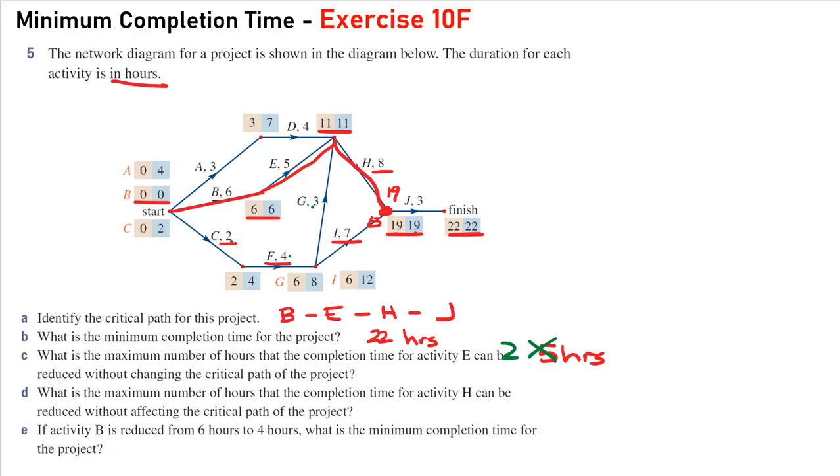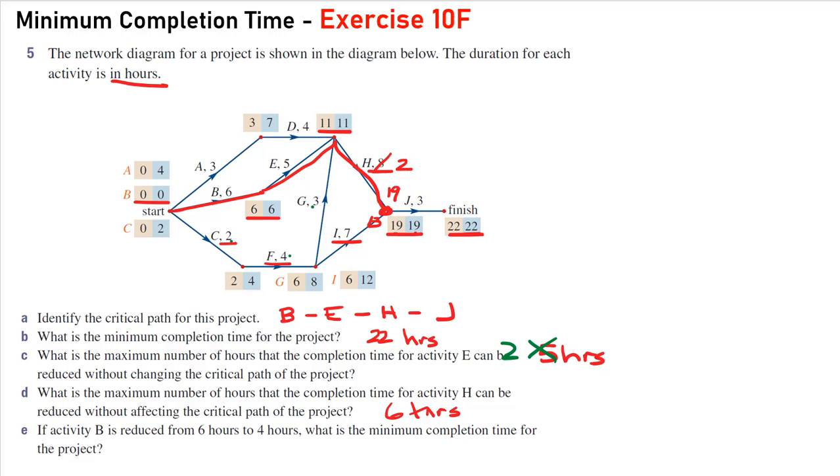So we can reduce H and keep it on the critical path if this remains more than or equal to this number. So we could reduce H by 6 hours, because this is 19 and this is 13. There's a difference of 6. So we could reduce this technically down to 2, and it would keep it as the critical path. So the maximum number we could reduce that by would be 6 hours.